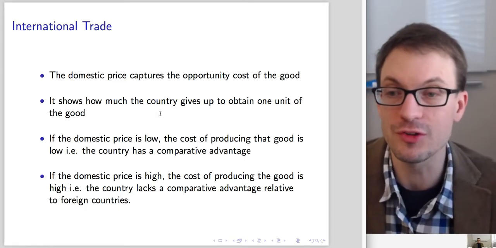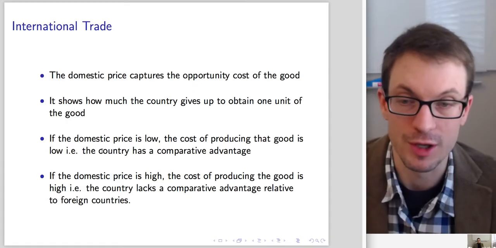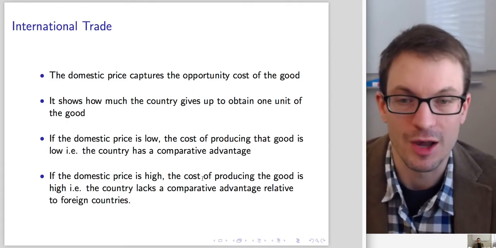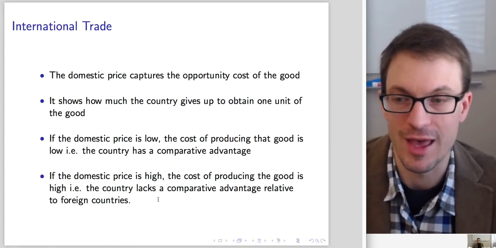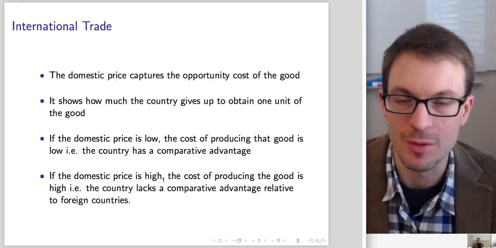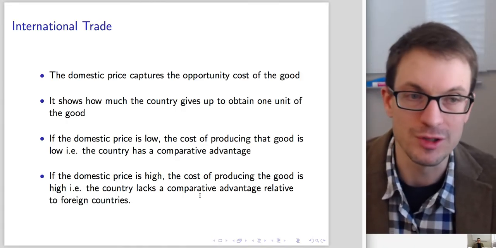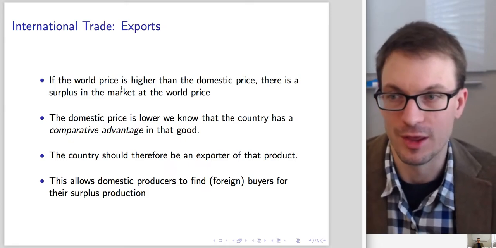If the domestic price is low, the cost of producing that good in that economy is low. The country has a comparative advantage. If the domestic price is high, the cost of producing that good is high. The country would lack a comparative advantage relative to foreign countries. Well, if you have a low price, if you have a comparative advantage, you ought to export. If you have a high price, you lack a comparative advantage, you ought to import. That's exactly what I say here.